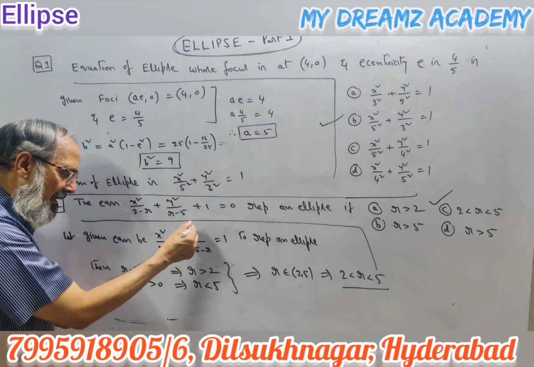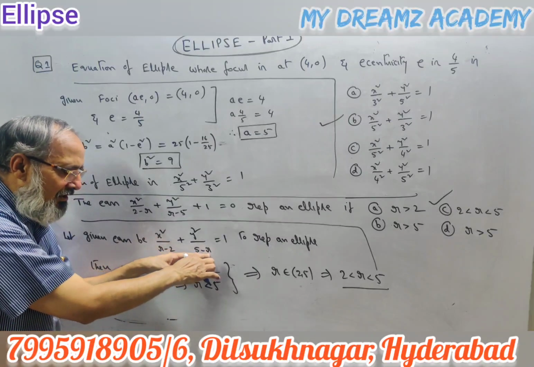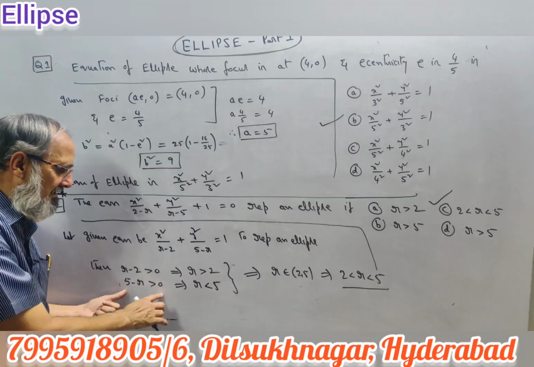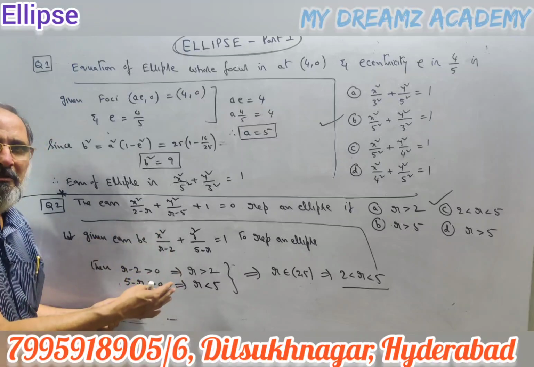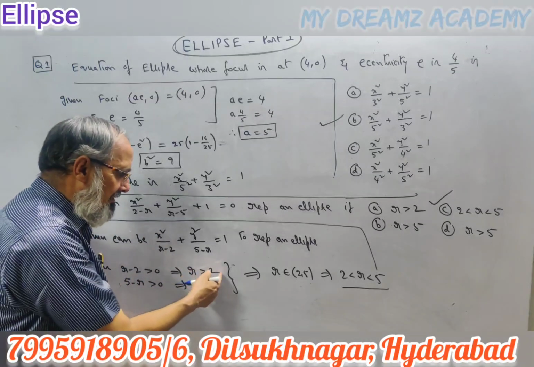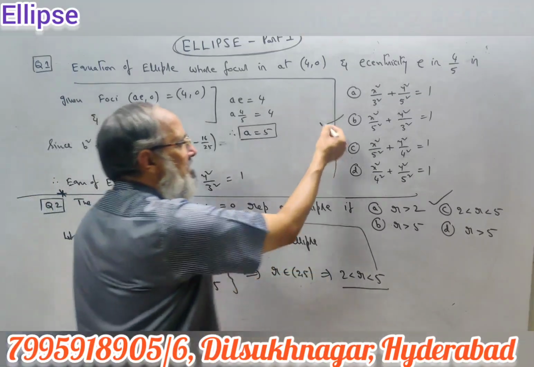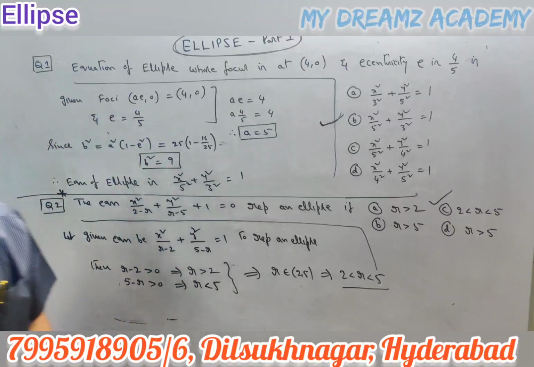And y square by 5 minus r. 5 minus r should also be positive. So 5 minus r is greater than 0 means 5 is greater than r, that is nothing but r is less than 5. So r greater than 2, r less than 5 means r is between 2 and 5. So option B is tallied.